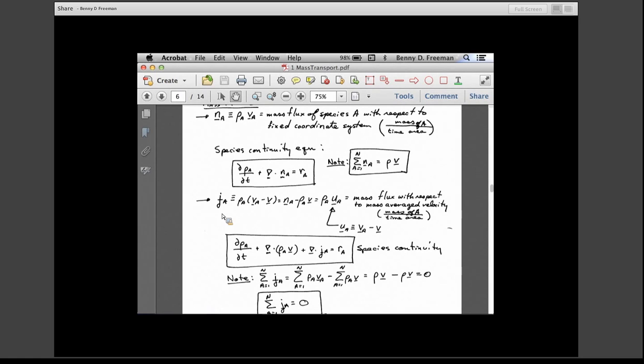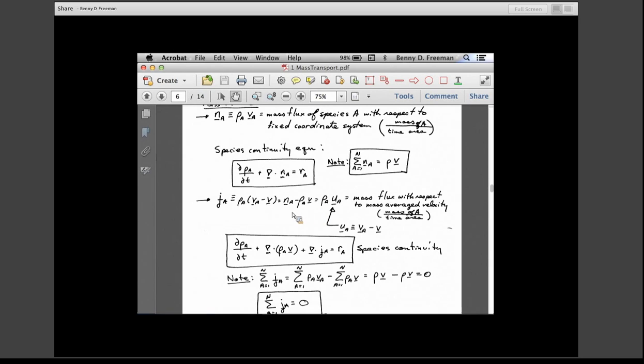And so the total flux, N sub A, is not necessarily equal to minus the diffusion coefficient times the concentration gradient, but J sub A is. And very often this difference between the velocity of A and the average velocity is called the diffusive velocity, U sub A. You'll see that terminology used in the literature as well.